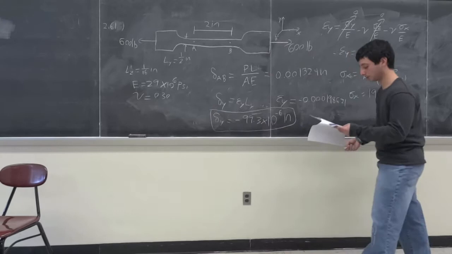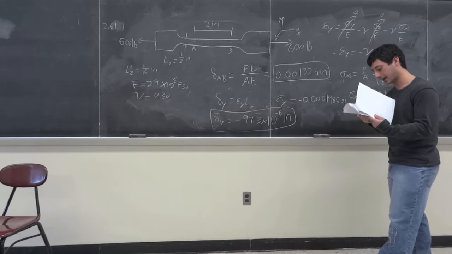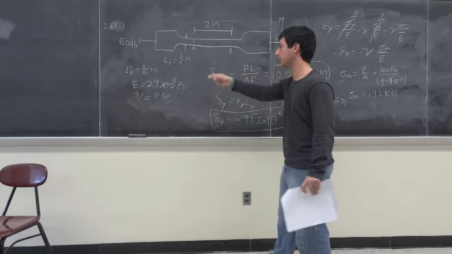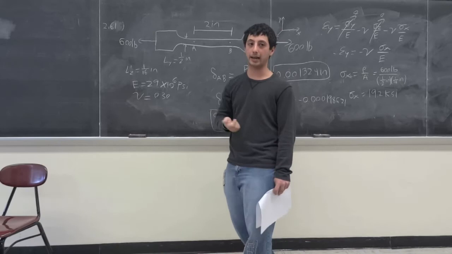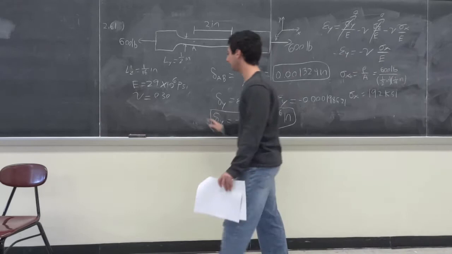For part A of the problem, they were asking for this. And then for part C, they asked for the change in thickness of portion AB. So now they want to know the change in the thickness, which is Lz. The original length is Lz. So they want to know how much that changes. So you're going to have to find the strain again in the Z direction, using Hooke's law. This is getting pretty messy. Can I erase stuff? Okay, I'll erase this.